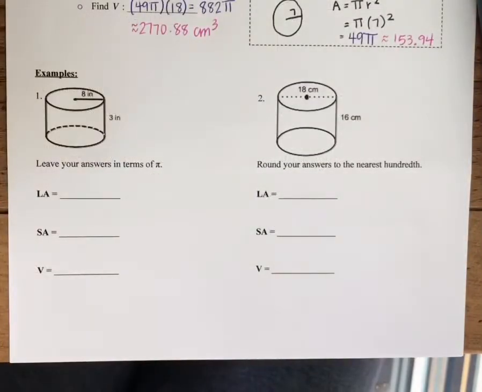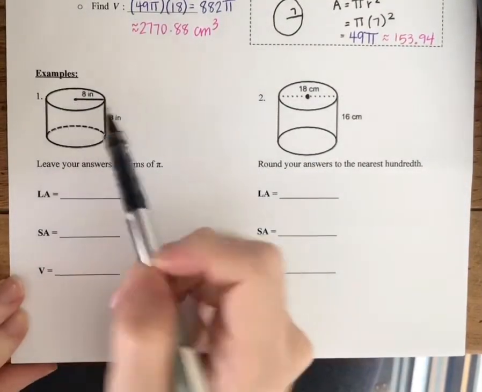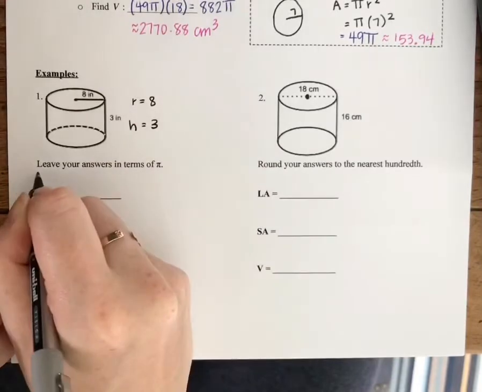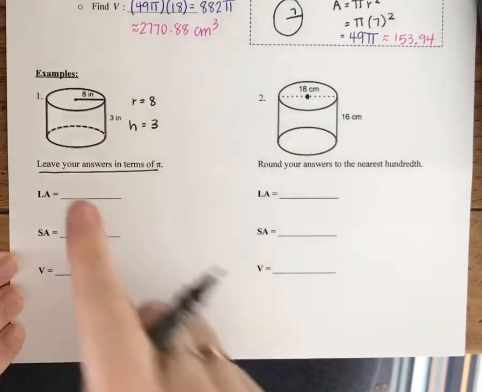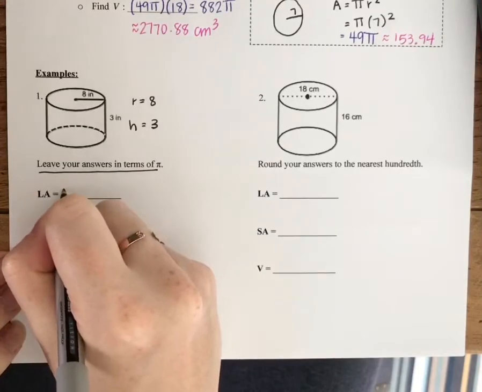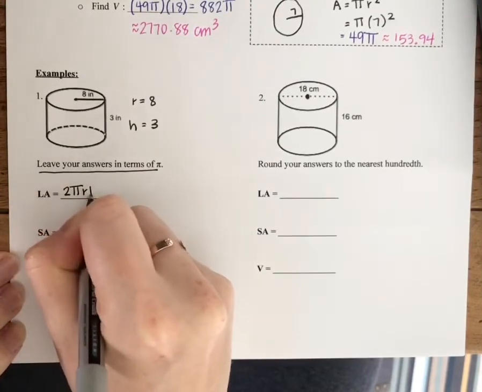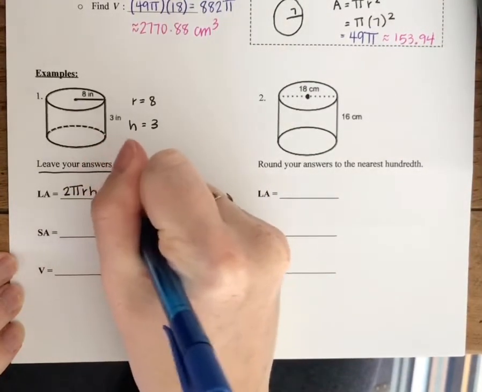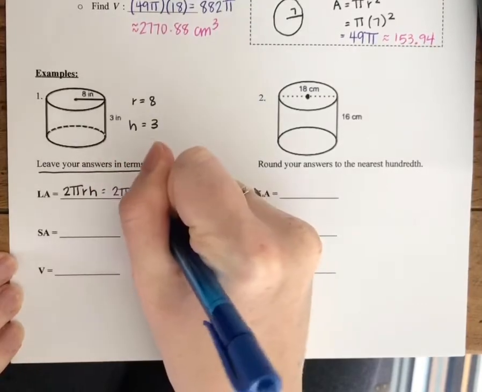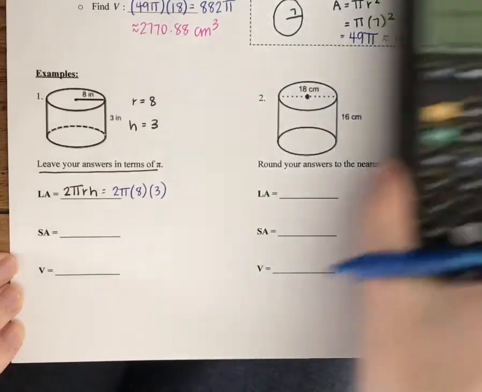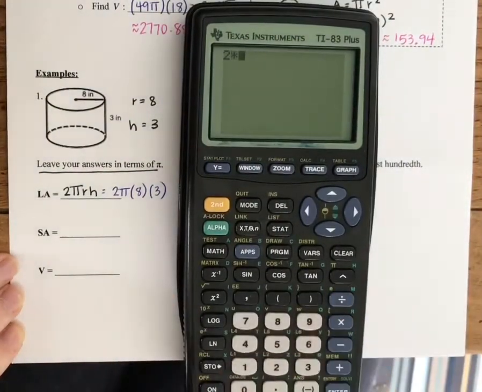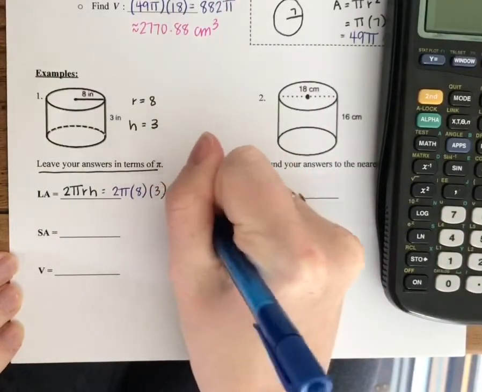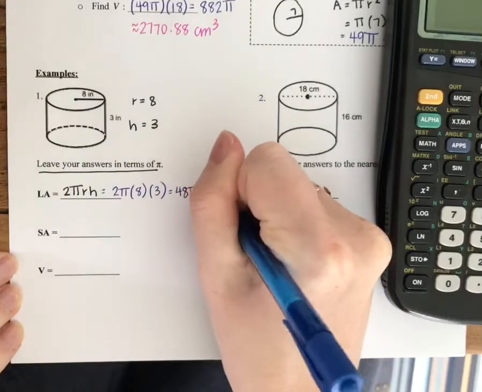All right, 2 examples of cylinders. The first one, we have a cylinder with a radius of 8 and a height of 3. And this one says to leave our answers in terms of pi. Okay, so lateral area of a cylinder is 2 pi RH. So let's go ahead and plug in to that. So we would have 2 pi times 8 times 3. Again, when we plug it into our calculator, 2 times, not pi, 8 and 3. So this would give me 48 pi. Our units are inches squared.